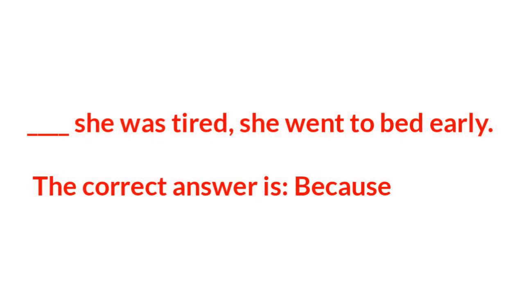Next one. Dash she was tired, she went to bed early. Answer: Because she was tired, she went to bed early. What's the reason for going to bed early? She was tired. The reason is given. That's why we used the conjunction because. Because she was tired, she went to bed early. And we said that we can use the conjunction because in the beginning of a sentence. Okay. Now next one.